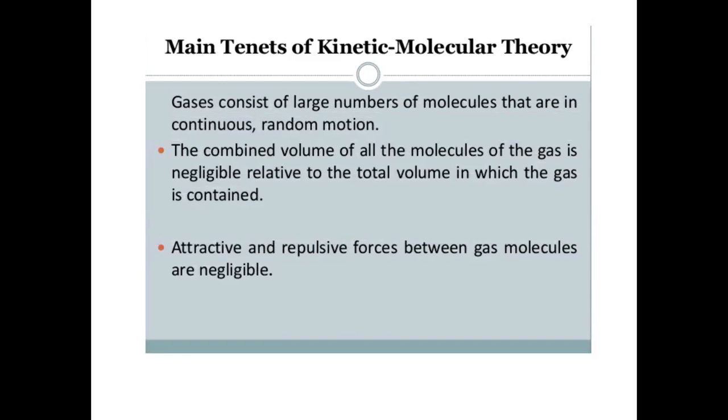The collisions of the molecules with one another or with the walls of the container are perfectly elastic. This means there is no loss of energy during the collision. That was correct. The average kinetic energy of the molecules is directly proportional to the Kelvin temperature. That was also correct. Out of these few postulates, only these two are wrong, right? Which we'll deal with in our later topic.